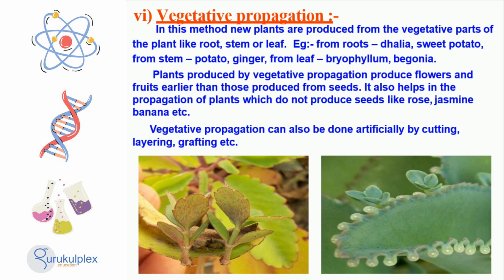Vegetatively propagated plants typically flower and produce fruit sooner than those grown from seed, and vegetative propagation is the only way to propagate plants that don't produce seeds, such as roses, jasmine and bananas. Furthermore, vegetative propagation can be achieved by artificial means like cutting, layering and grafting.